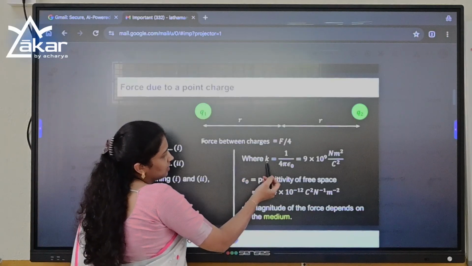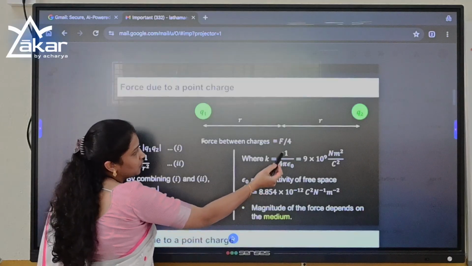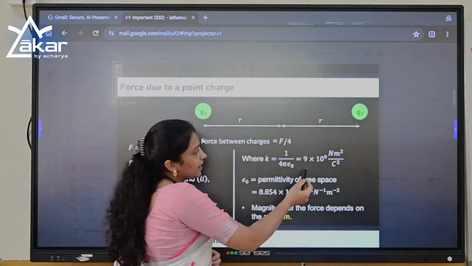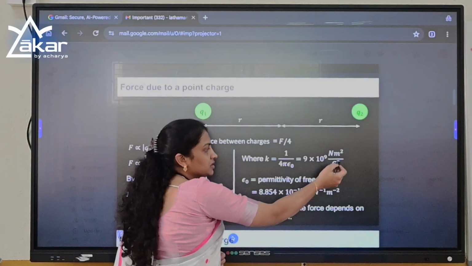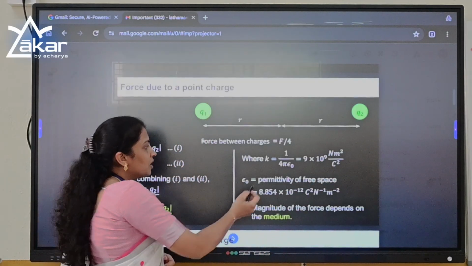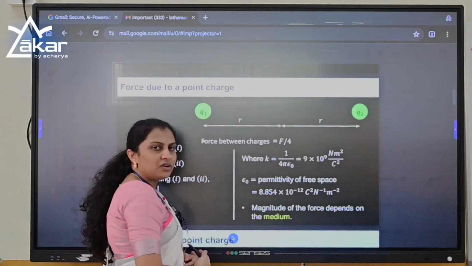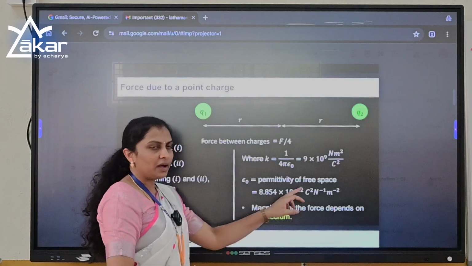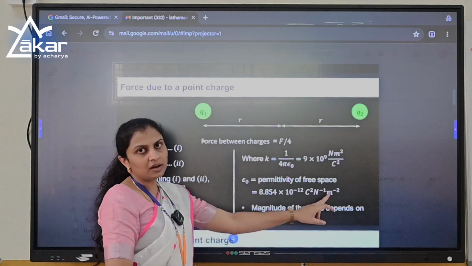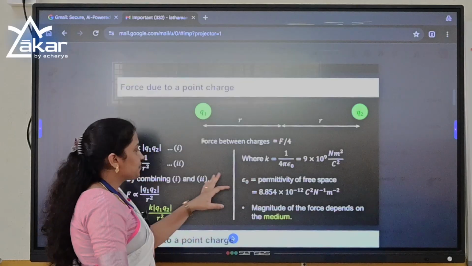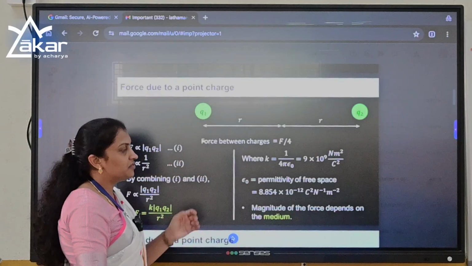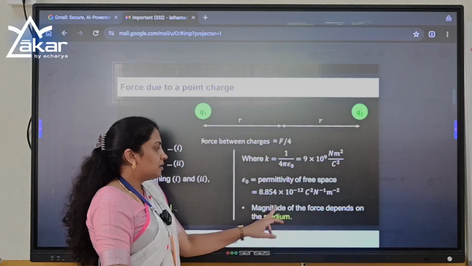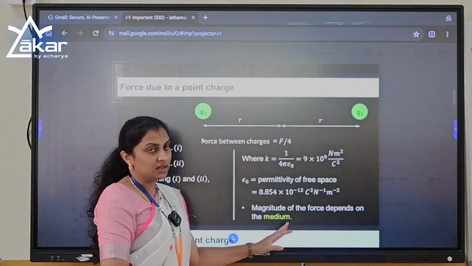So what is K? K is equal to 1 by 4 pi epsilon naught. If you solve 1 by 4 pi epsilon naught, you will get 9 into 10 power 9 newton meter square per coulomb square. What is epsilon naught? It is the permittivity of free space. What is the value of epsilon naught? 8.854 into 10 power minus 12 coulomb square per newton meter square. Then the final expression is F is equal to 1 by 4 pi epsilon naught Q1 Q2 by r square. That is the magnitude of force, and it depends on the medium.